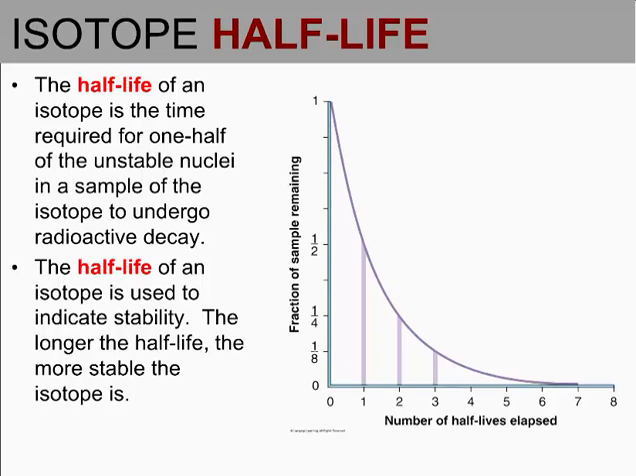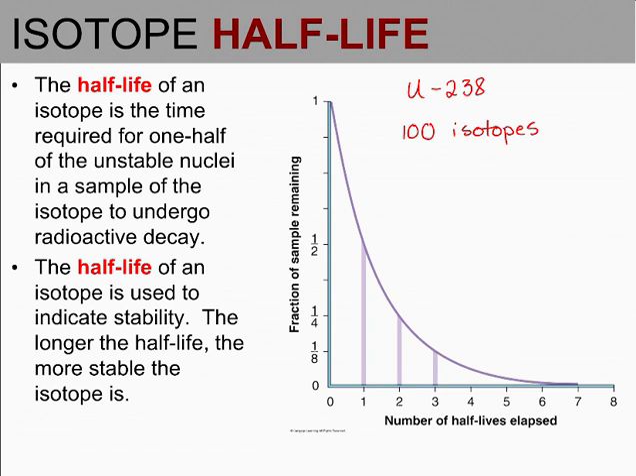So as an example, let's say we have uranium-238. And let's say that we have 100 of these uranium-238 isotopes. Now, the half-life of uranium-238 is really long. It takes many, many, many years for this sample to decay.